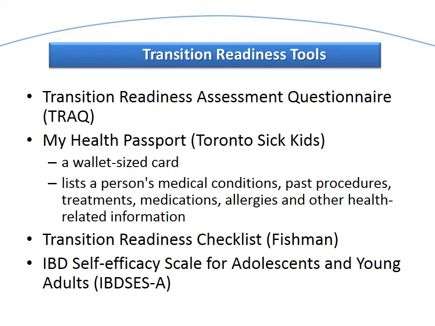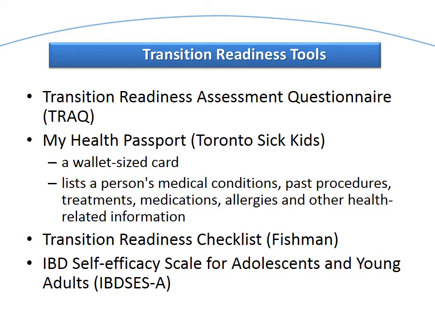I mentioned some transition readiness tools. I'm just going to briefly mention a few. One is the TRAQ, the Transition Readiness Assessment Questionnaire, which, if you're looking for a numerical way to get a sense of whether your patient is ready, you can look at. Toronto Sick Kids developed a My Health passport, which is a small wallet-sized card, which basically is like a crib sheet for the important features of your disease. Where is my disease? When was I diagnosed? What are my medications? What procedures have I had? What surgeries have I had?